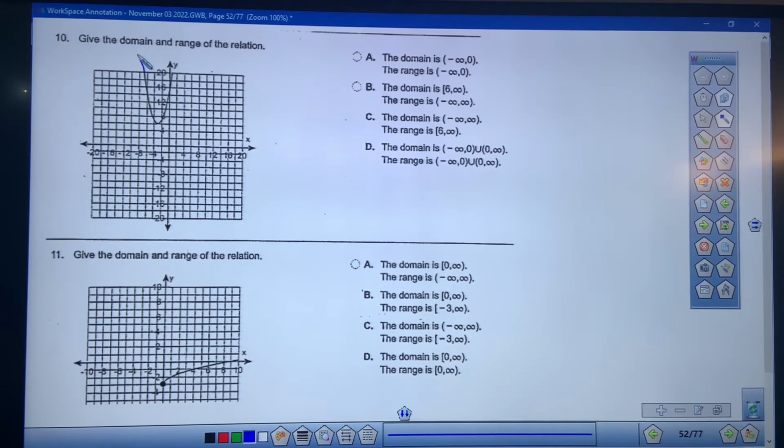Domain, here's a parabola. It goes to the left forever. It goes to the right forever. So the domain is going to be negative infinity to positive infinity.